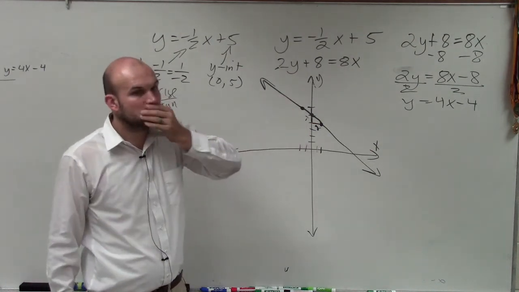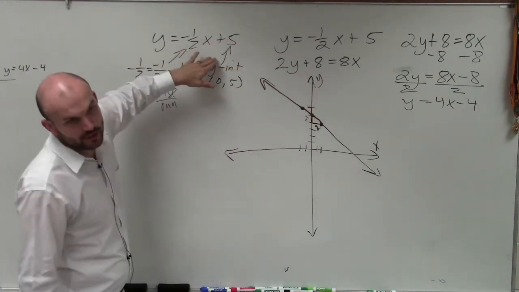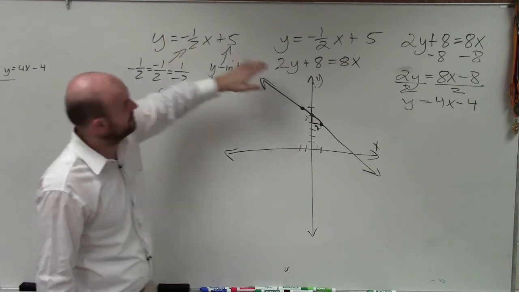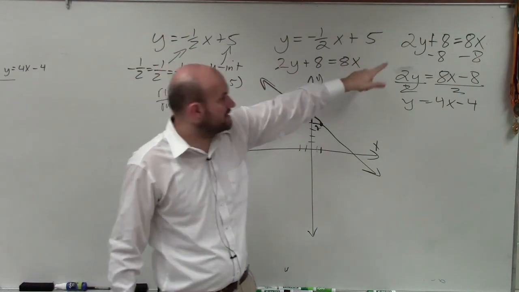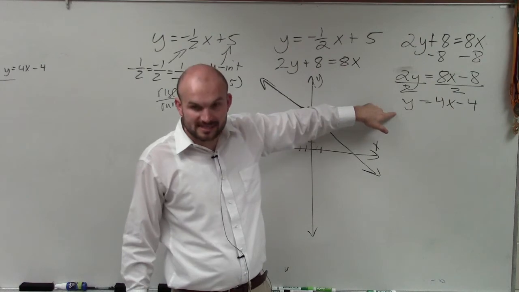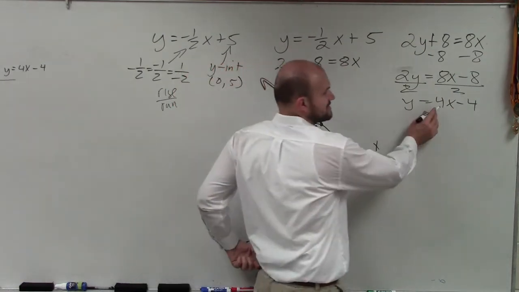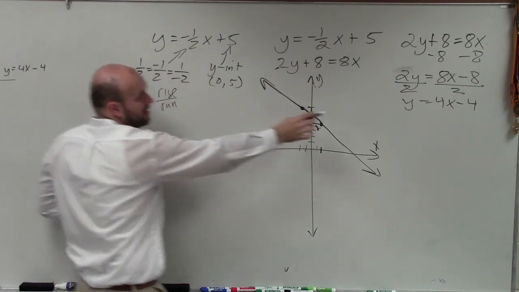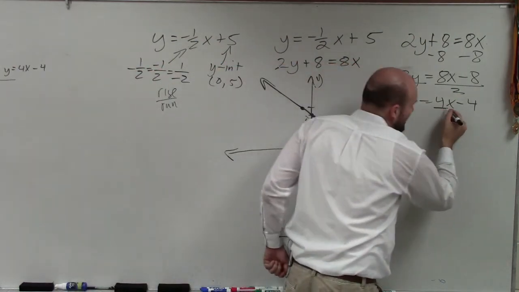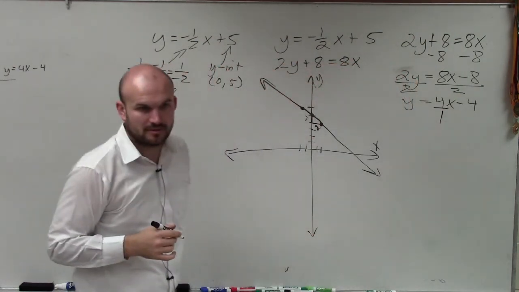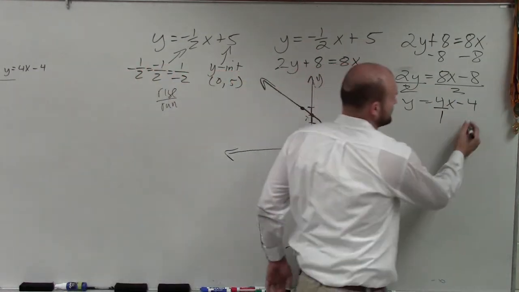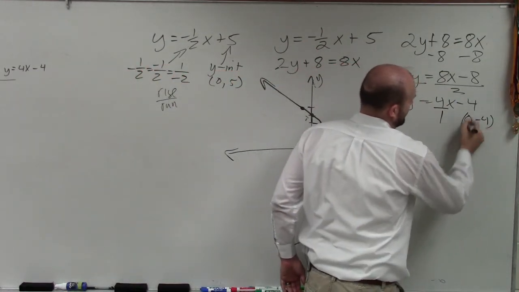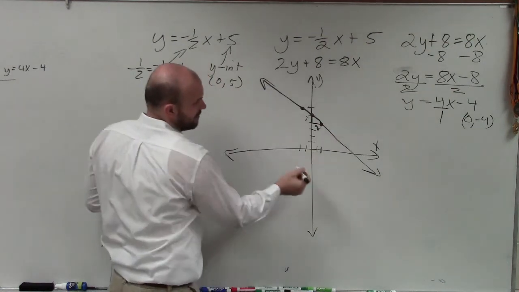What's the question? This one was already in slope-intercept form, y equals mx plus b. This one was not, so I had to solve for y. Now it is in mx plus b, so now I know my slope. But look, here the slope was a fraction. Here, I don't have it as a fraction, so I need to write it as a fraction. Here, this is my y-intercept, which is (0, -4). So now I plot that one at (0, -4).